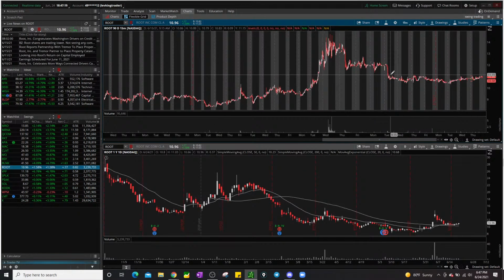Root, beautiful consolidation. We mentioned here, and $11 breakout coming in above the moving averages, guys.